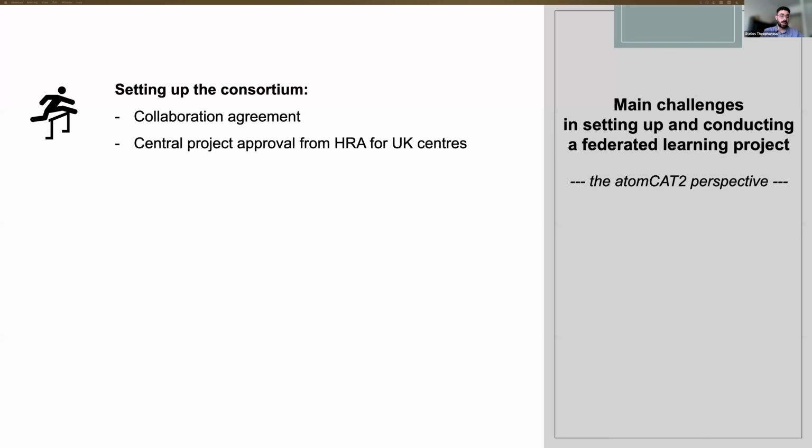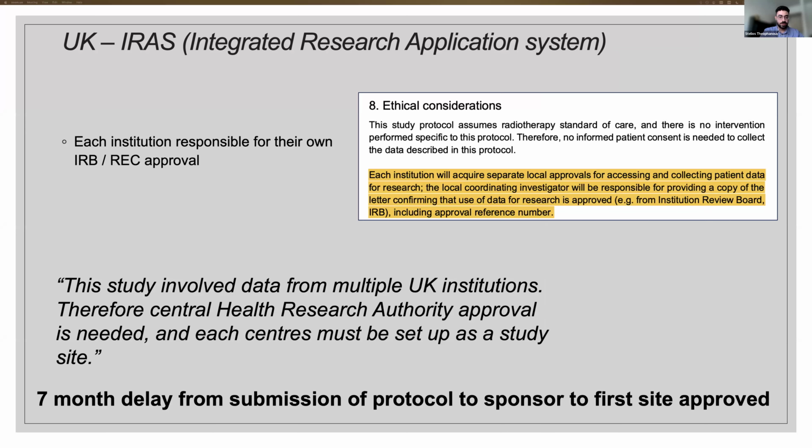So we needed to apply for a central project approval from the Health Research Authority. And many of you will know that this involves filling in a very long IRAS form, which we submitted for review to the study sponsor, the University of Leeds. And after several rounds of editing, we submitted it to the HRA and REC for approval. This whole process was quite time consuming, and it took about 7 months between us submitting the protocol to the study sponsor and the first site being approved.